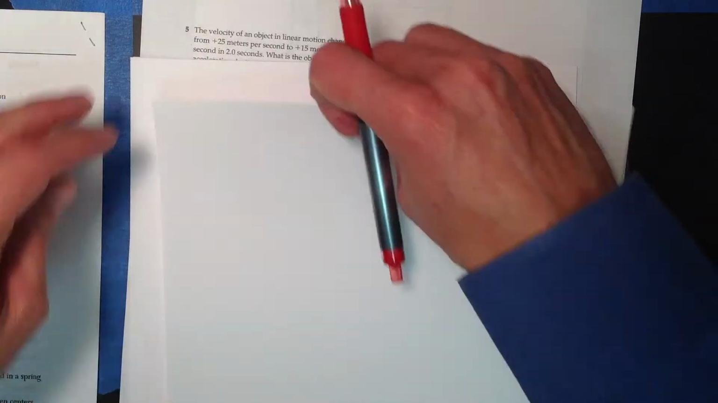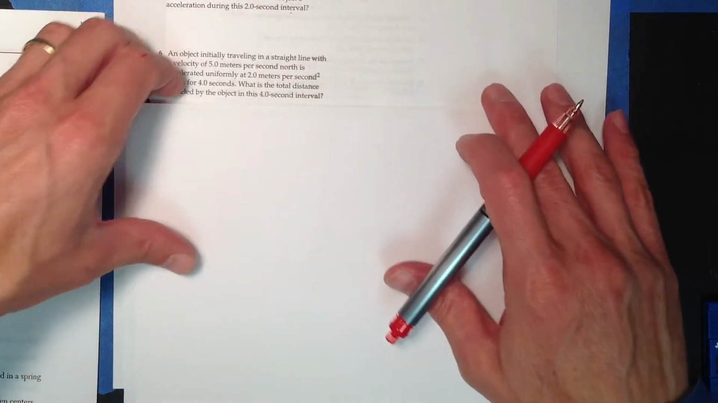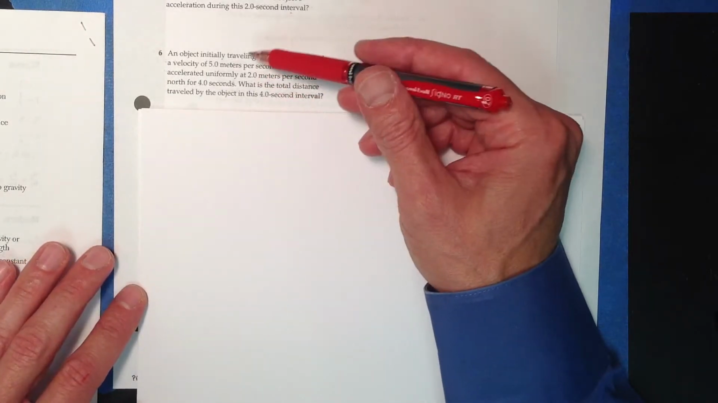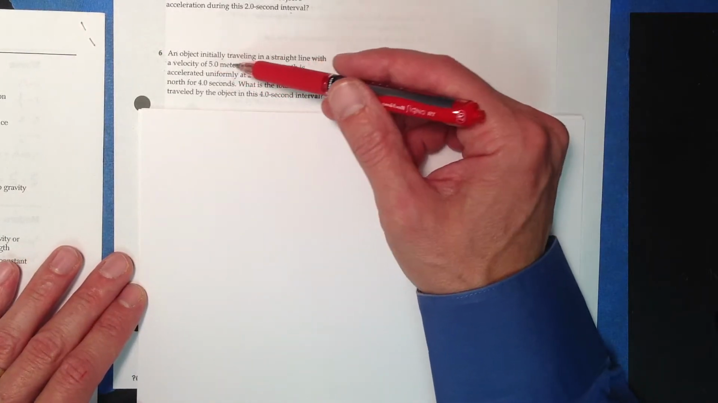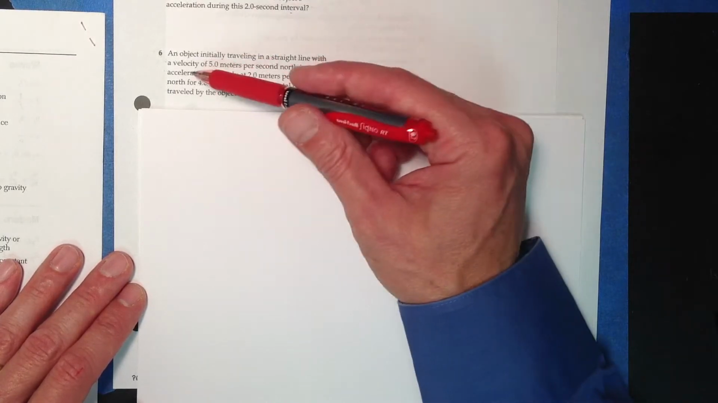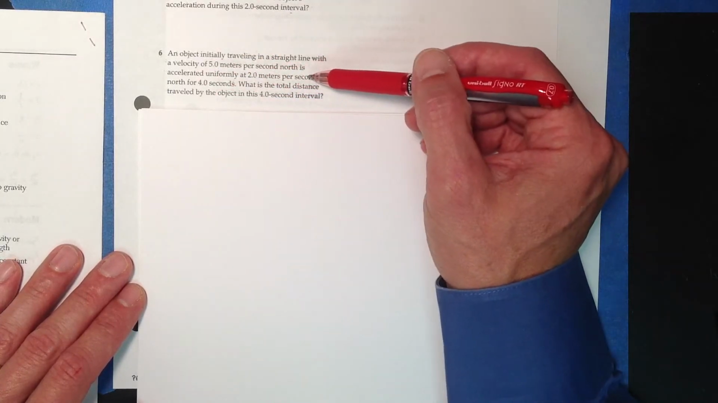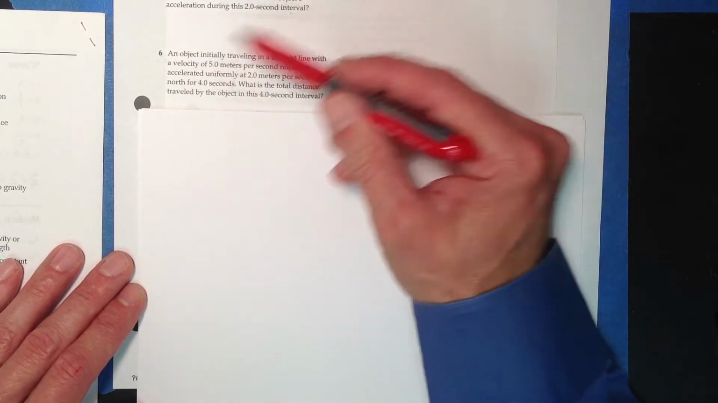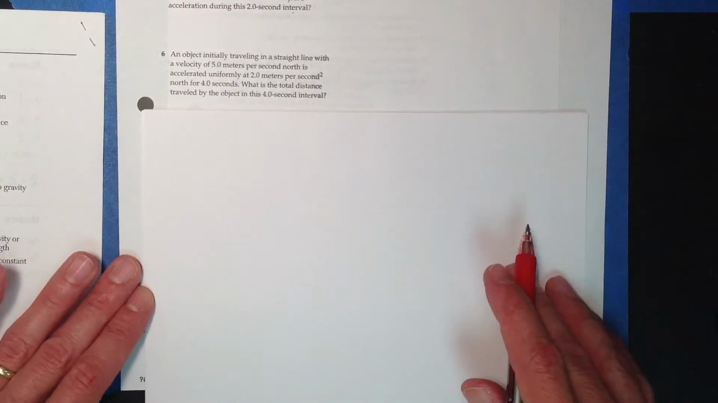Okay. Let's go on to the next one. Number 6. An object initially traveling in a straight line with a velocity of 5 meters per second north is accelerating uniformly at a rate of 2.0 meters per second squared north for 4.0 seconds. Oh, it's all north. So don't let the north throw you off. This is all just going in a straight line. They're trying to show that it's all in a straight line.